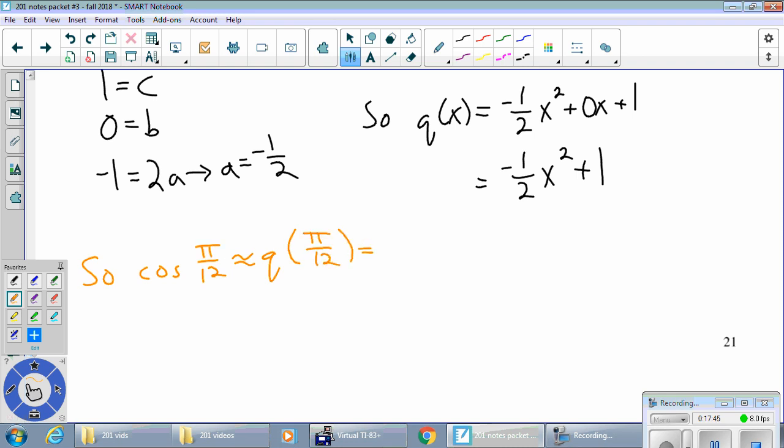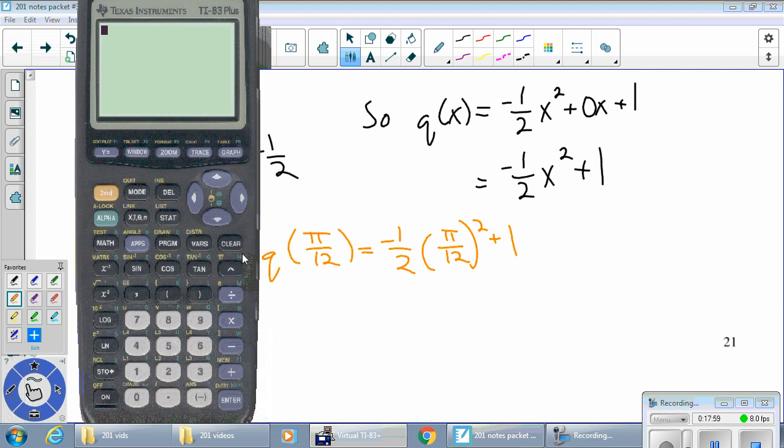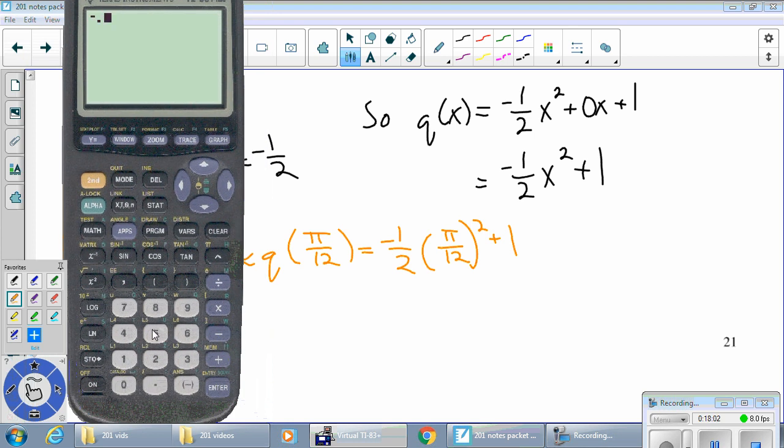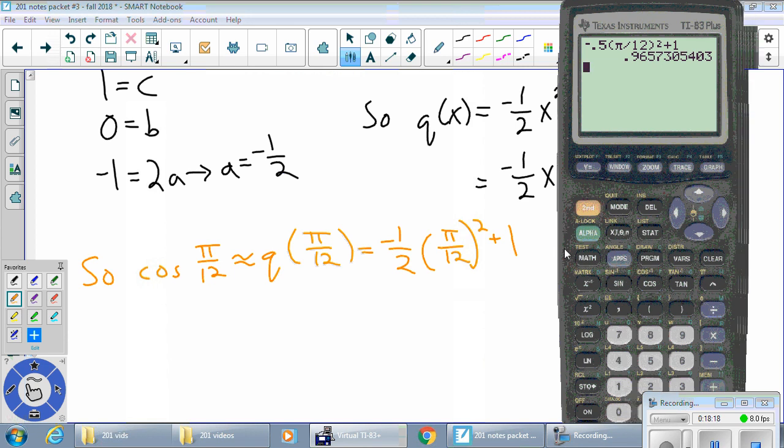And q of pi over 12 is just negative 1/2 pi over 12 squared plus 1. And you can evaluate that in terms of pi. It's not hard, but given that we want a decimal at the end of the day anyway, I'm just going to write this on the calculator. So negative 1/2 pi over 12 squared plus 1. So that's our approximation. And what are we approximating? We're approximating cosine of pi over 12. Let's see how we did.